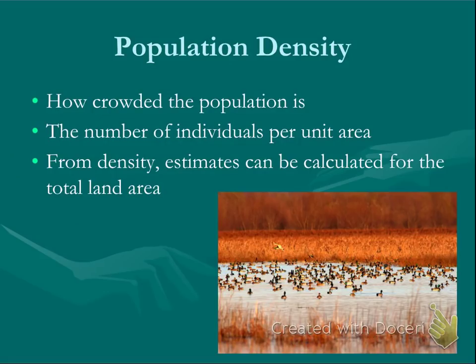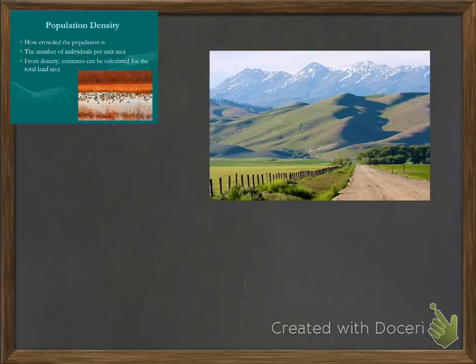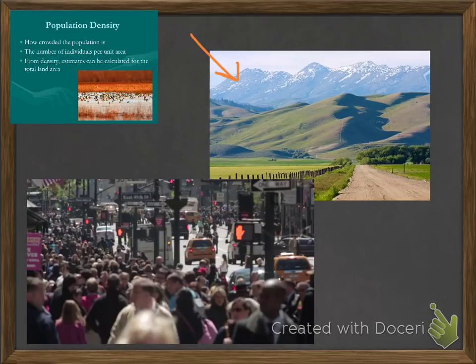Now, another thing that we think about when we're talking about populations is their density. That's how crowded the population is. It's the number of individuals per unit area. And once we know that density number, we can try to take a guess at how many individuals there are in a total area of land. If we think about this in terms of human population density, there is a much lower density of humans here in rural Idaho than there is in some place like Manhattan. So this is low density, and this is high density.